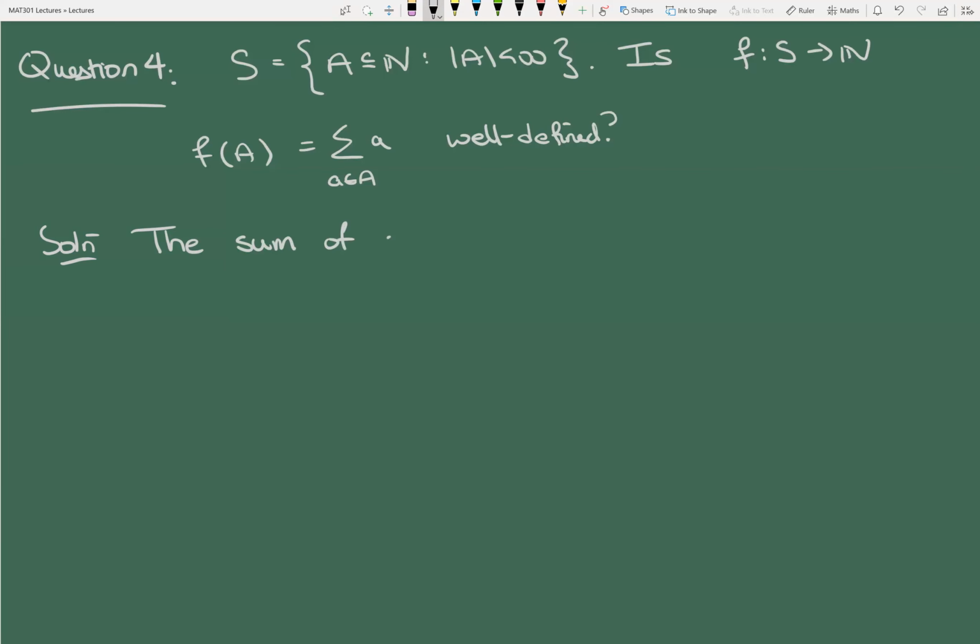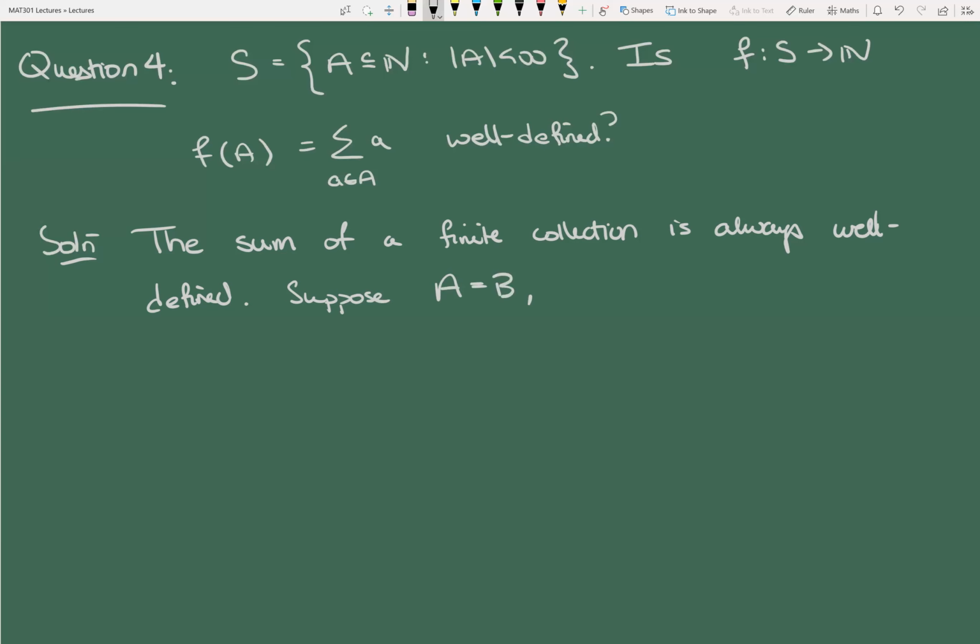The sum of a finite collection is always well defined. Now, if you really, really want to stretch it out and somehow be rigorous about this, what you could do is say, suppose A is equal to B, right? So you want to show that f of A is equal to f of B.